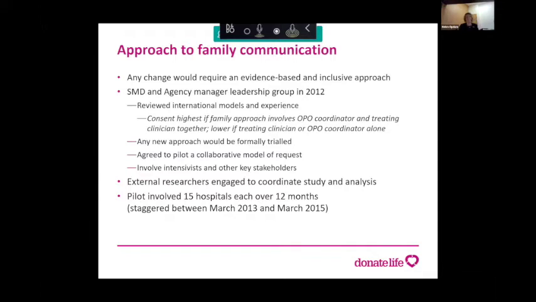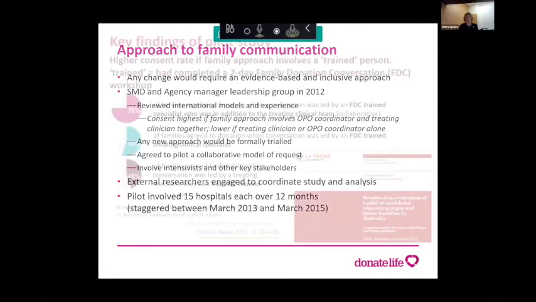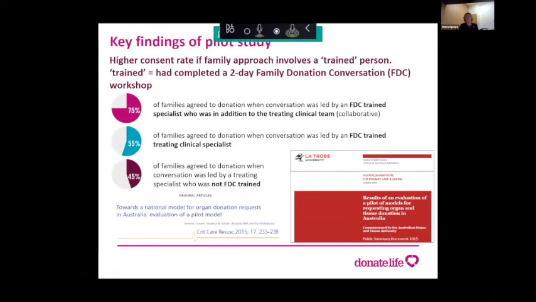And this was undertaken and published with really the key way that we involved a person with specialist knowledge at that point was that we had someone who had undertaken a 2-day training program. And if we had that sort of clinician, it was usually an intensive care specialist, it may have been a donor coordinator, in addition to the treating team, this was associated with the highest consent rates.